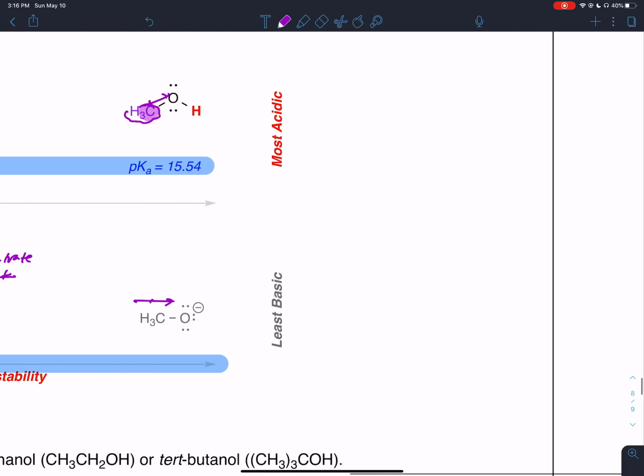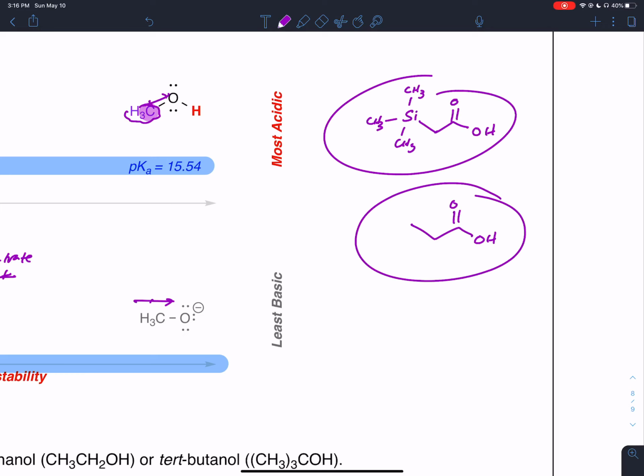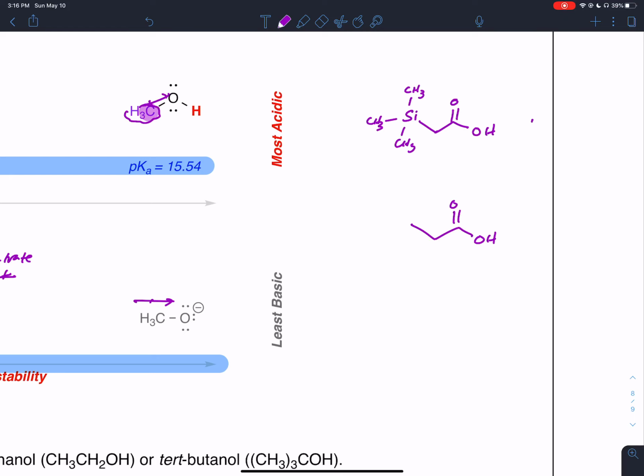I do want to give you another example of this. Let's take this example. We're going to have a silicon atom. So silicon on the periodic table is right below carbon, okay? Right below carbon. And we're going to have these two carboxylic acids. The one that is less acidic is the one with the silicon. This is a less acidic species. This is going to be a more acidic species.